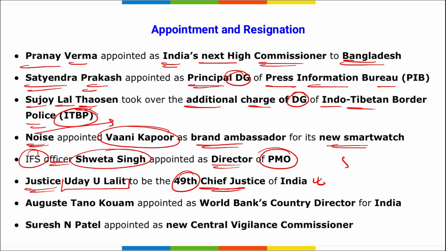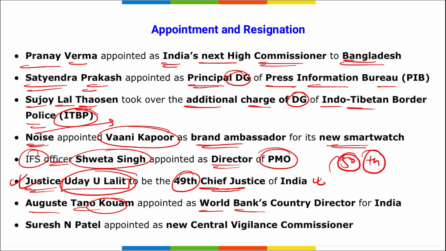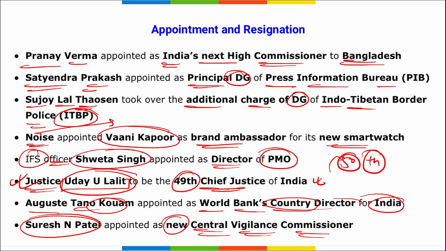Yes, but now the 50th Chief Justice of India has been appointed, that is Justice D.Y. Chandrachud ji. Alright, he will be the 50th Chief Justice of India. He will replace whom? Uday Umesh Lalit ji. So update this. Then Auguste Tano Kouame has been appointed as the World Bank's country director for India. Suresh N. Patel appointed as the new Central Vigilance Commissioner.